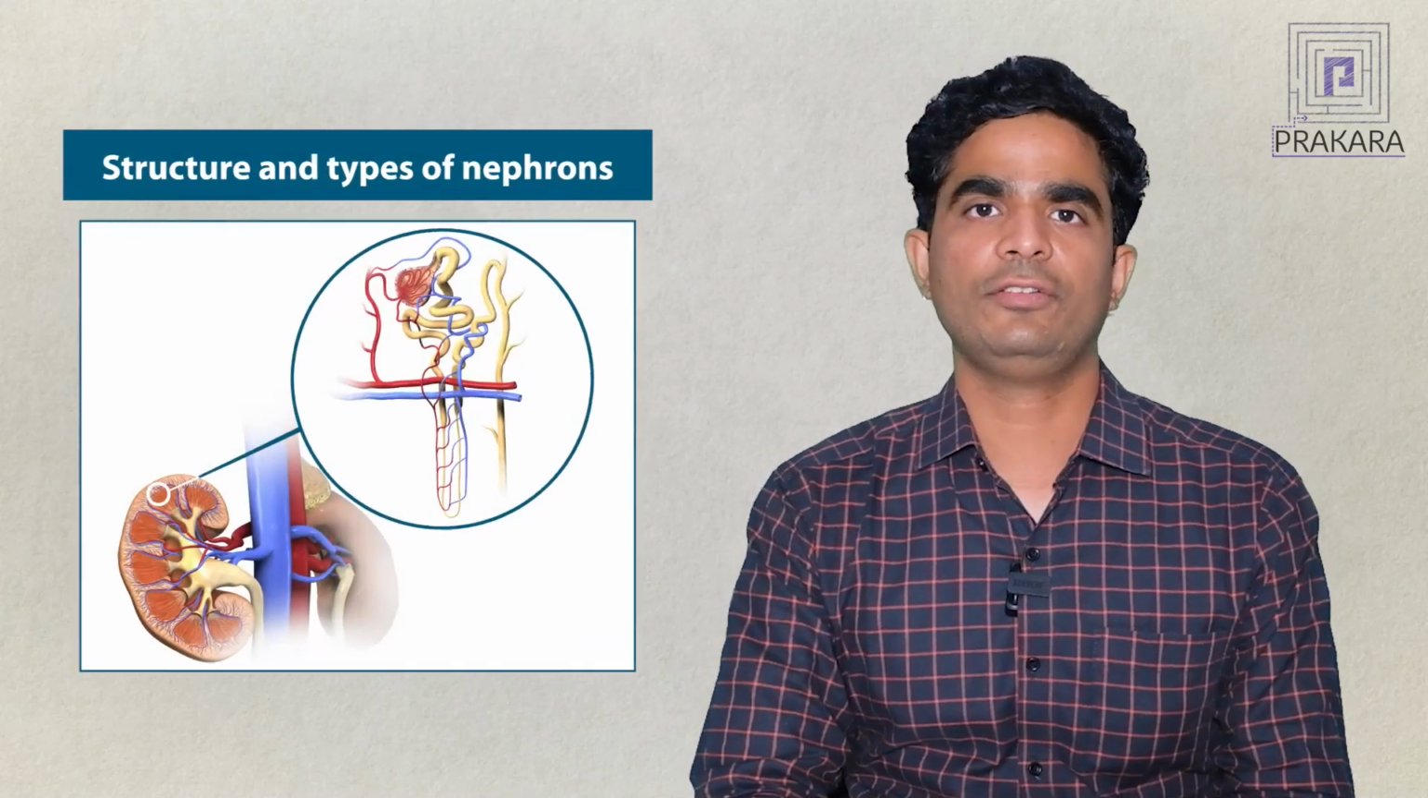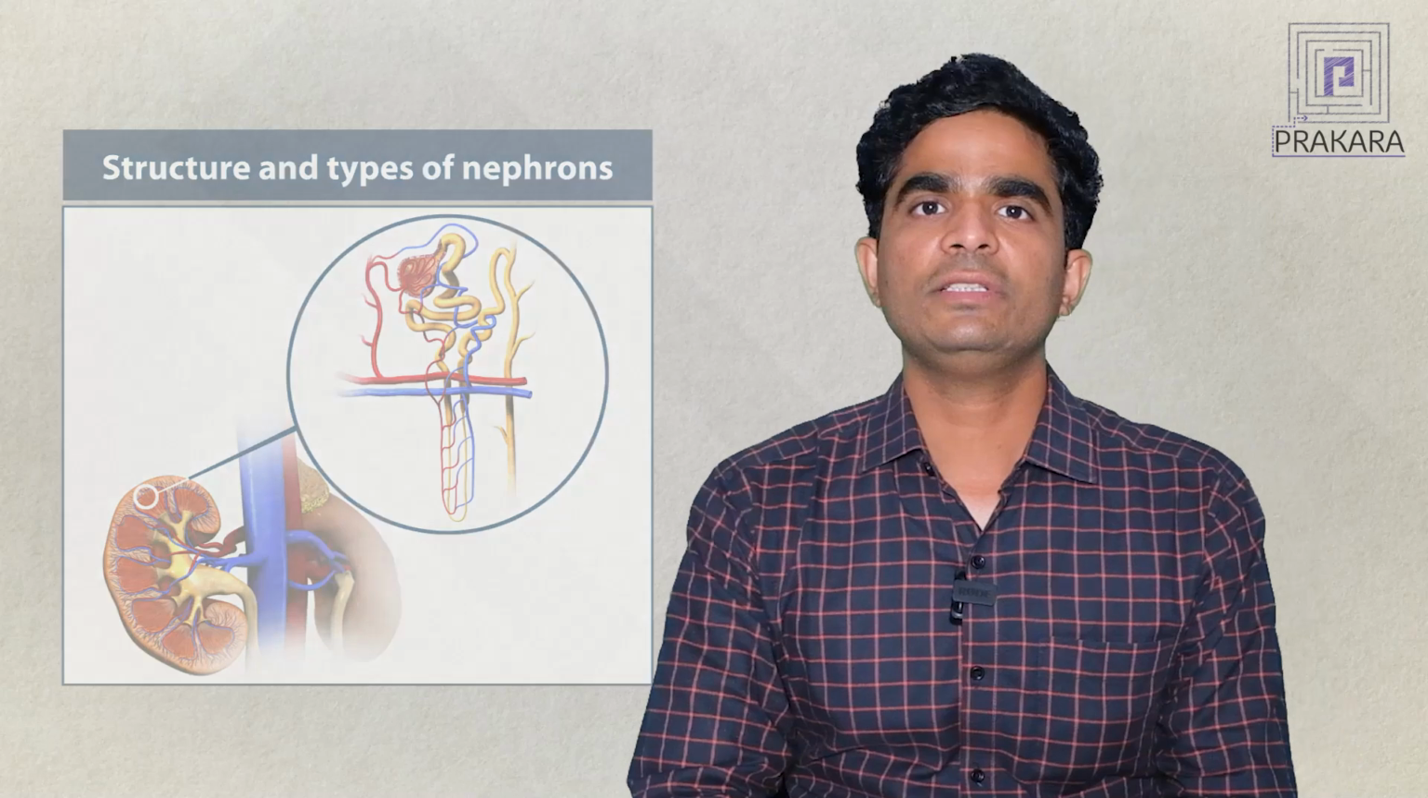Hi students. In today's class, we will learn about the structure and types of nephrons. By the end of this class, you will understand what the different parts of a nephron are and the importance or relevance of these different parts with regard to the function which they perform. Okay. Nephron is a functional and a structural unit of a kidney.